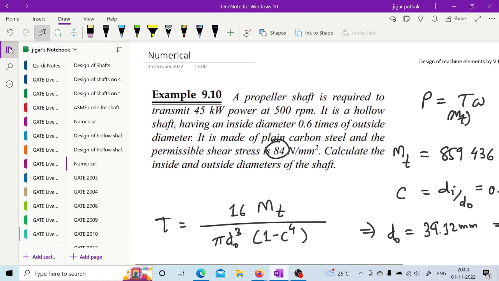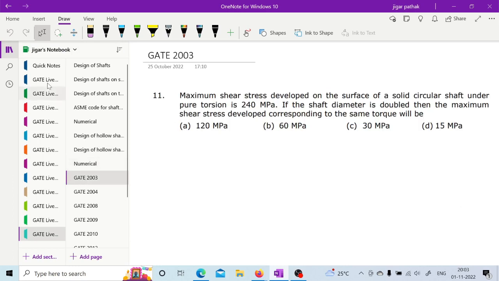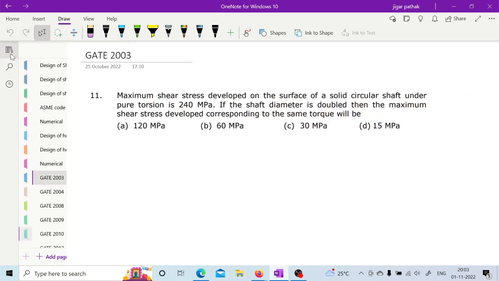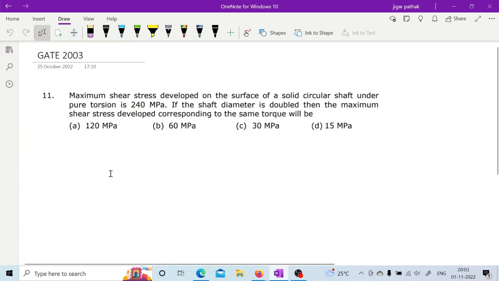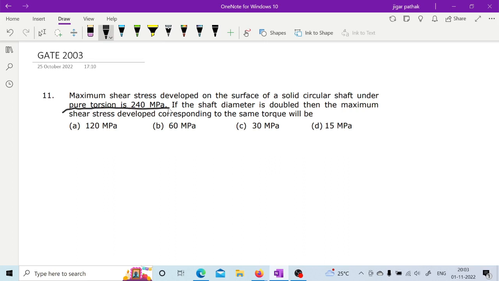Yes, sir. Okay. Now let us go for some numerical or some previous year GATE questions. So here the question is from GATE 2003. Maximum shear stress developed on the surface of a solid circular shaft under pure torsion is 240 megapascal. If the shaft diameter is doubled, then the maximum shear stress developed corresponding to the same torque will be. So can you try this one?